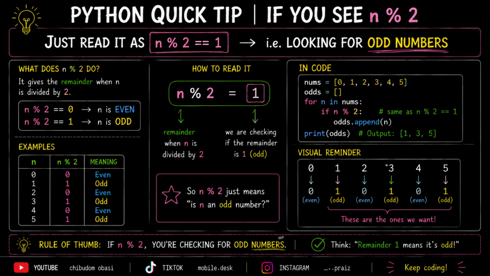Before we go forward, keep this at the back of your mind. If you see something like n modulo 2, you can read it as n modulo 2 is equal to 1, because some of you might get confused, like, are they asking me if it is perfectly divisible? That is basically asking whether it is an even number or an odd number. If you see that, just know that it's looking for an odd number.